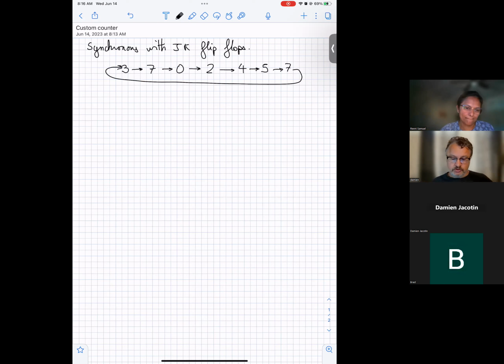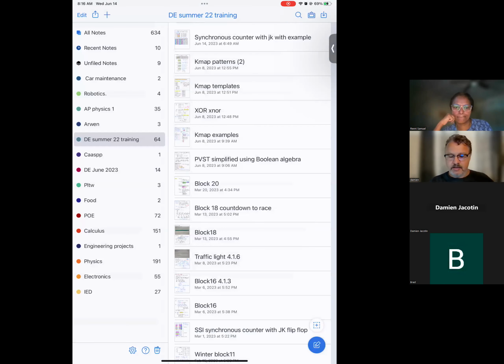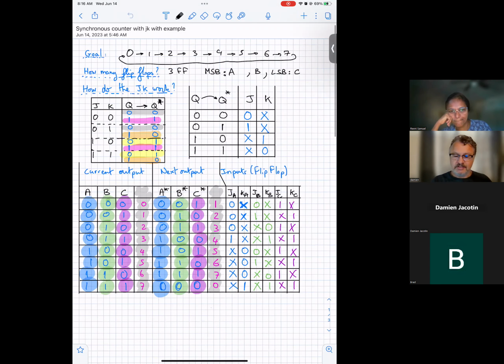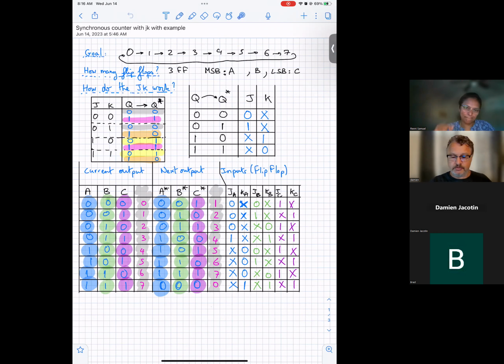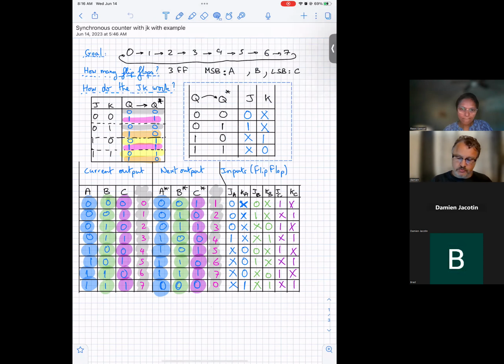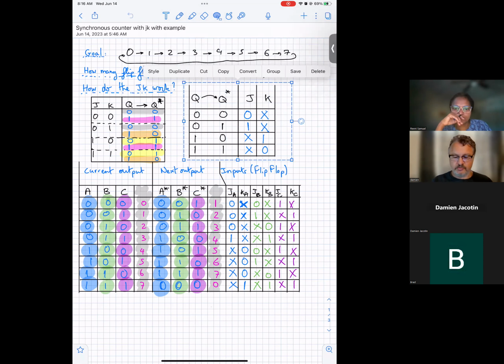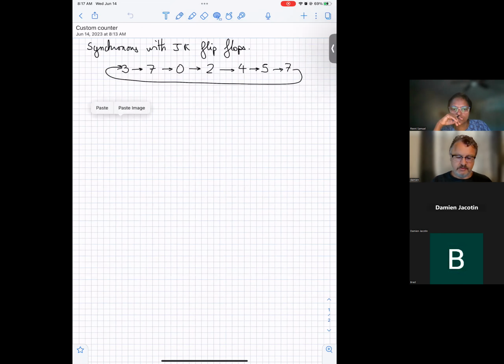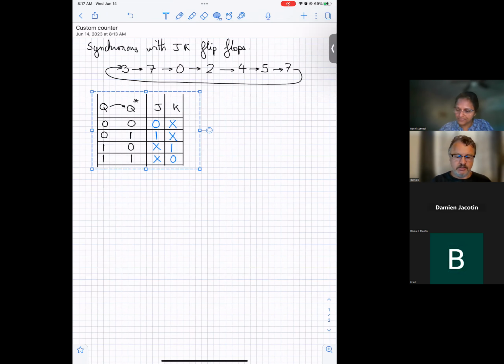So what we're going to do now is grab that beautiful chart from before. This one right here. This table is what we need to design our counter. So I'm going to copy this and place it right here.